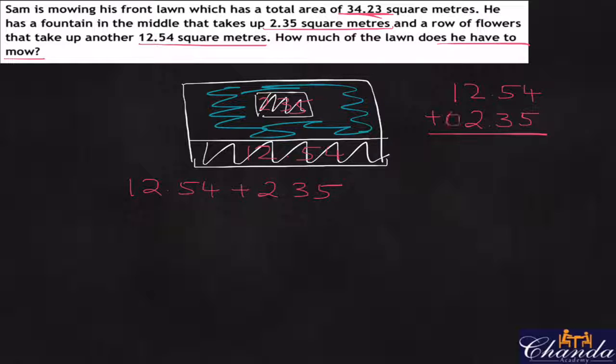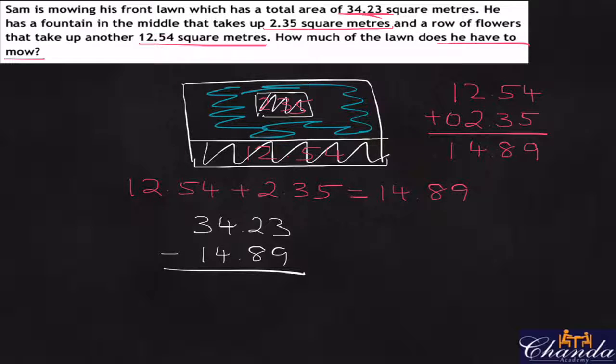So 4 plus 5 gives me 9, 5 plus 3 gives me 8, then the decimal point, 2 plus 2 gives me 4, 1 plus 0 gives me 1. So he doesn't have to mow 14.89 square meters. So the total area was 34.23 square meters. He doesn't have to mow 14.89 of it. So it's simply a take away that will tell me exactly how much he does need to mow.